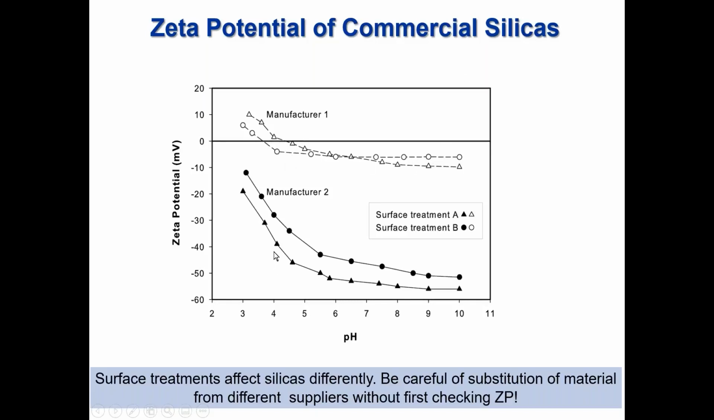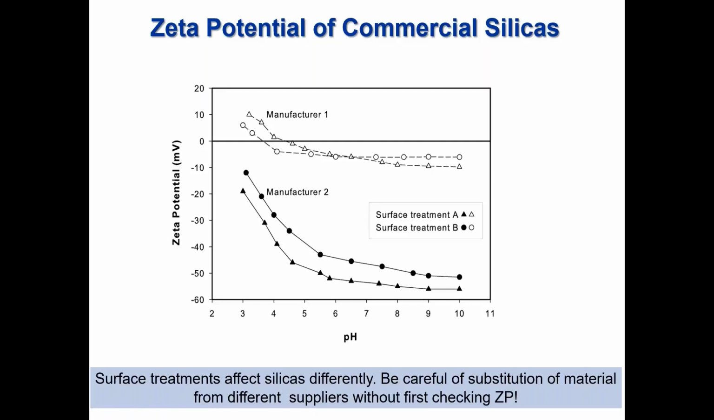Those from manufacturer two differ in magnitude quite a lot in the zeta potential because of the different number of surface silanol groups and their ability to dissociate. Thus, any surface modification needs to be checked. It should never be assumed that similar materials from different suppliers will be isoelectrically equivalent. An assumption of zeta potential uniformity for a material can have unwanted consequences in formulation.